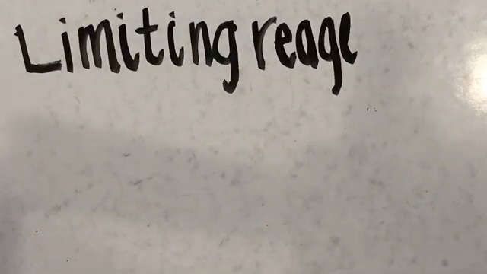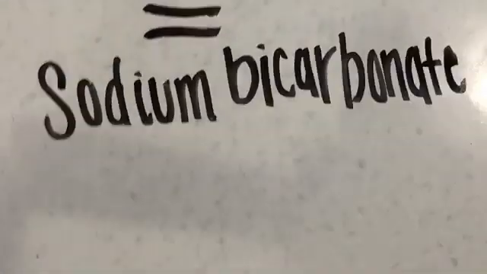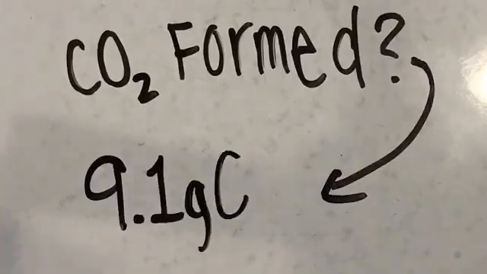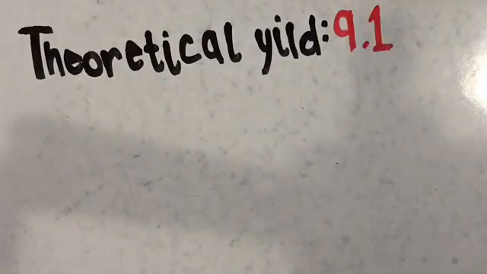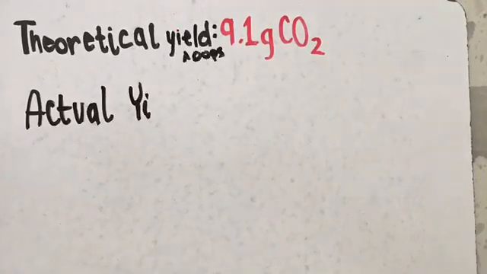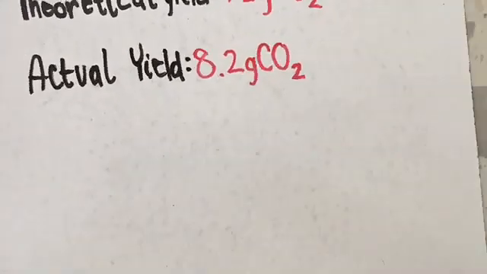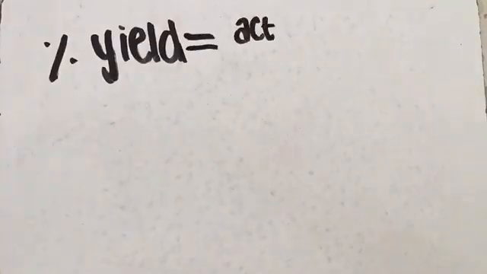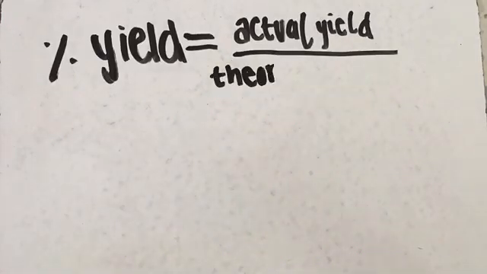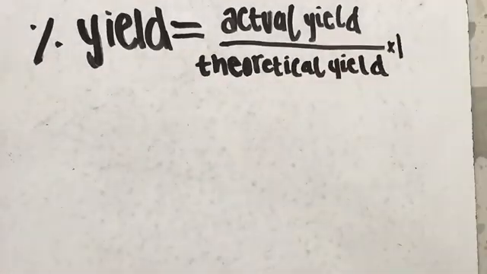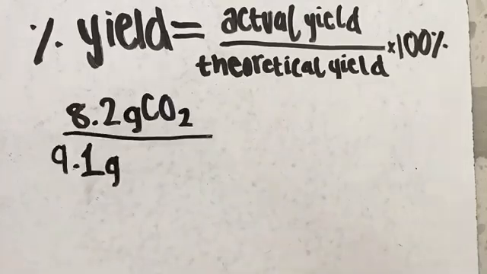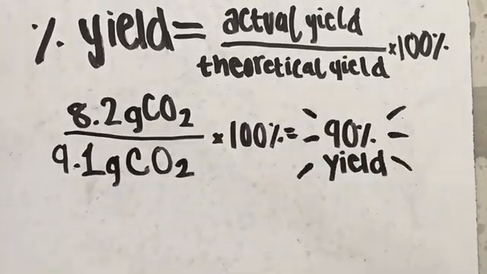So sodium bicarbonate is the limiting reagent, 9.1 grams of CO2 is formed, which also makes the theoretical yield 9.1 grams of CO2, and to recall the given, 8.2 grams of CO2 is the actual yield. To determine percent yield, we take the actual over theoretical yield times 100%. Plugging in the numbers, that is 8.2 grams of CO2 divided by 9.1 grams of CO2 times 100%, which is 90% yield.